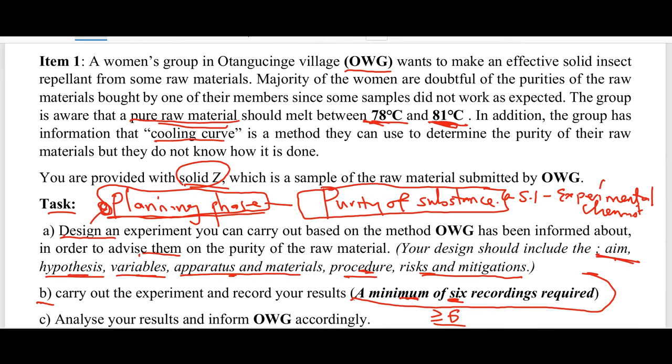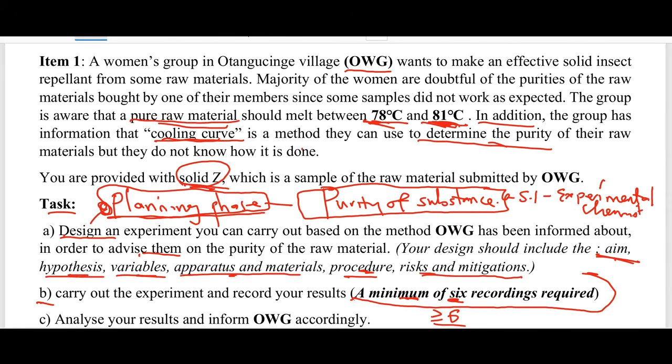If it doesn't, then it will not be the material they need, or it will not be the solid that they need for such an experiment, for making the repellent. And when you look at this, in addition, the group has information that the cooling curve is the method they can use to determine the purity. So we're going to use the cooling curve method to determine the purity of solid Z. But how do we know that it is pure? If it melts between 78 and 81 degrees Celsius.